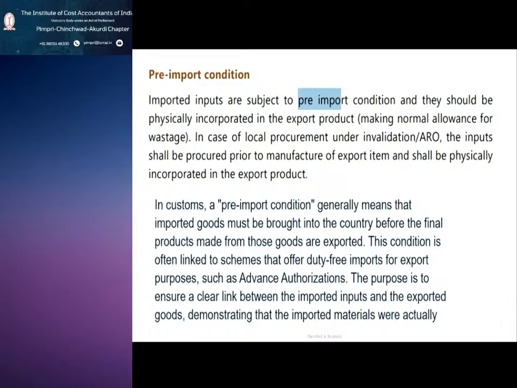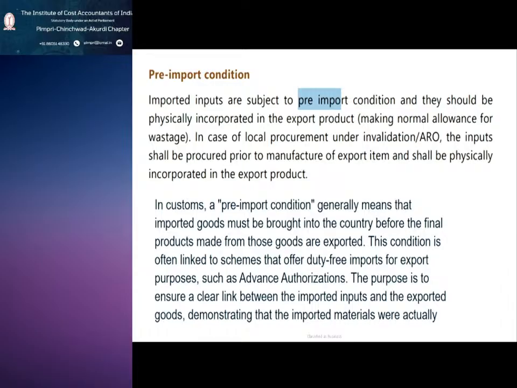Actually, pre-import condition is a simple point only: the imported inputs should be physically incorporated in the export product. The meaning is, before you have exported the product, you should have imported those products, and they need to be manufactured or assembled in your export product.